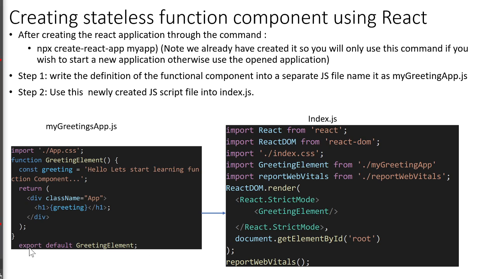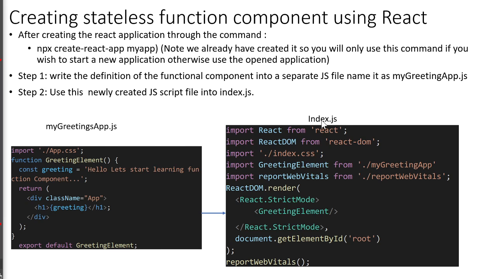So what did I do? I said export default. The name must be similar. This one name must be similar to this, and it is case sensitive. So export default greetingElement. And then I have saved this application as my greeting application.js.